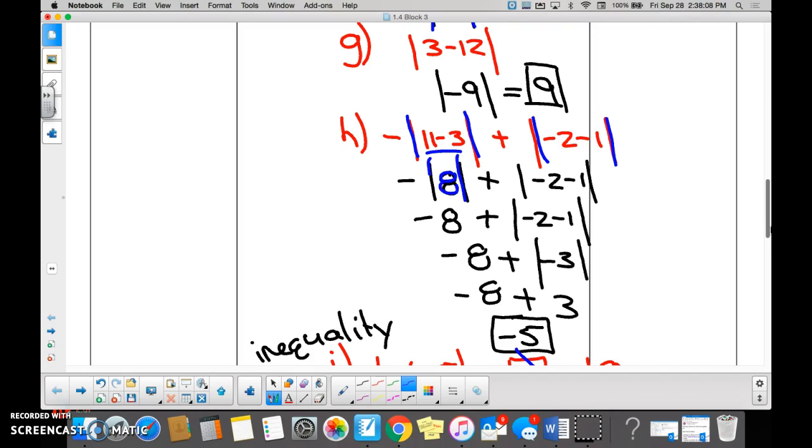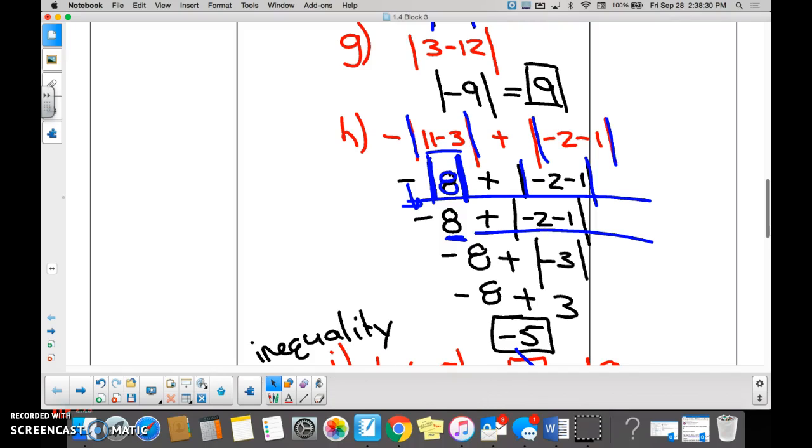Do we still keep absolute value? Yes. Do we rewrite the rest of the problem? Yes. Now we still have something to calculate here and something to calculate here. Which one should we do first? The absolute value of 8. Okay, which is what? 8. Don't forget to drop down your negative and then rewrite everything that's left. And then so on and so forth for the rest of the problem.